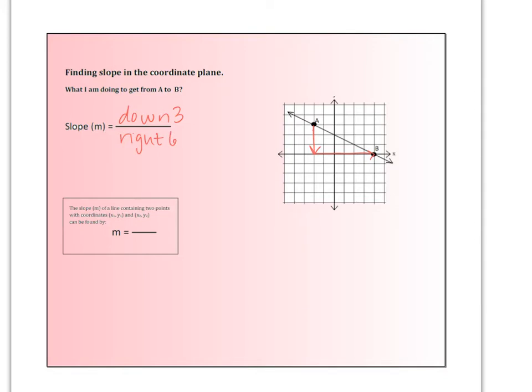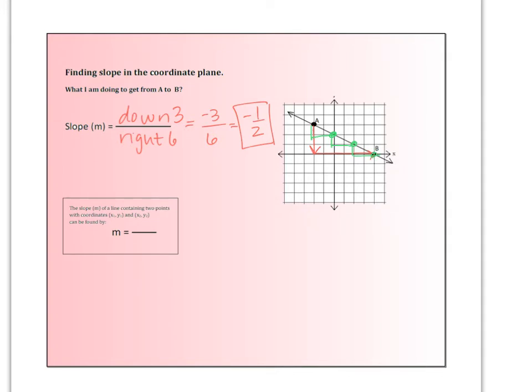Down 3 is the same as -3, right 6 is the same as +6, and this can be reduced to -1/2. That is the slope of your line, and you can check it if you count down 1, right 2, down 1, right 2, down 1, right 2. Yep, I keep landing on the line, down 1, right 2, so that is a good description of the slope.